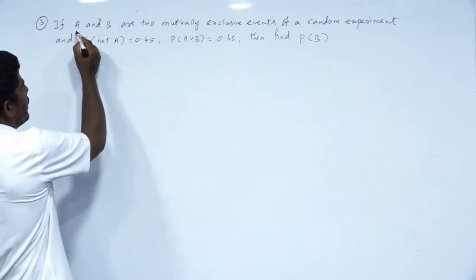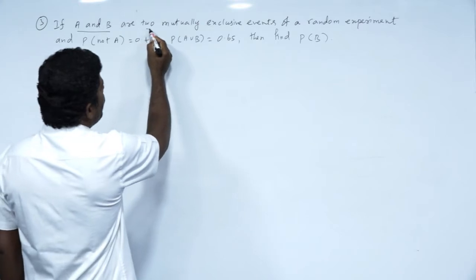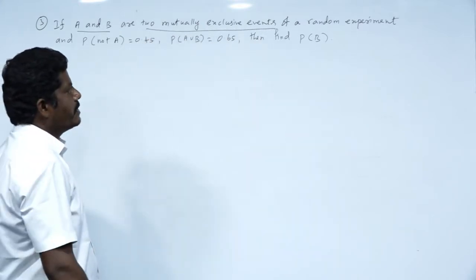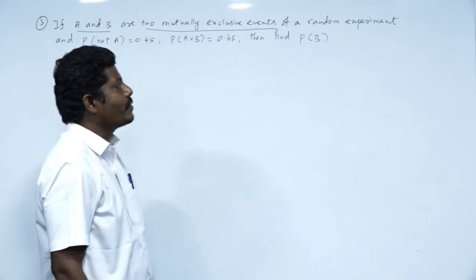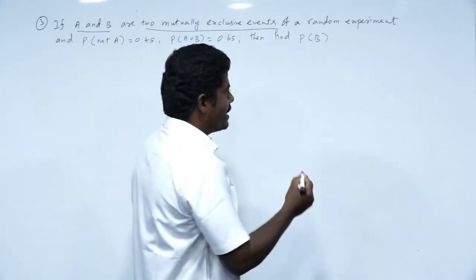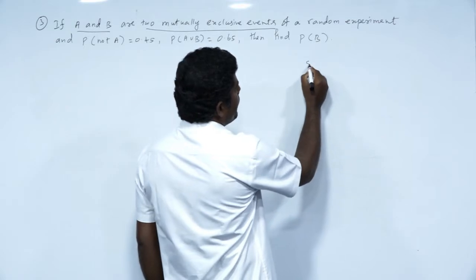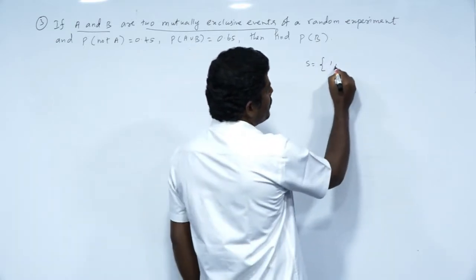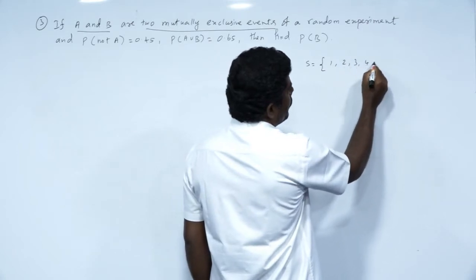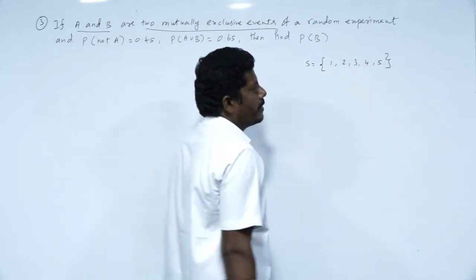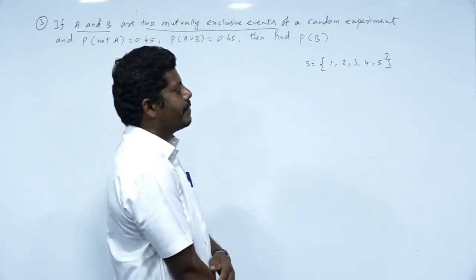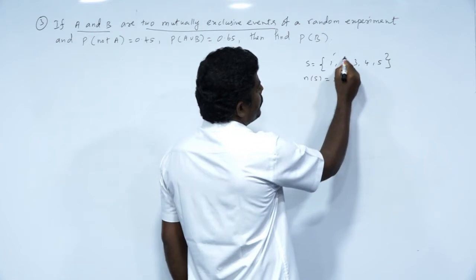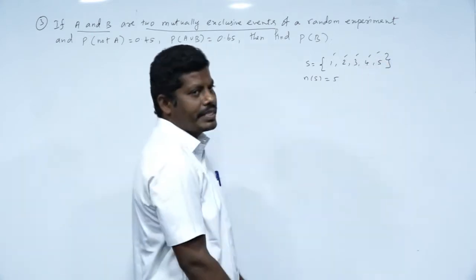If A and B are two mutually exclusive events. Listen, my dear students. Mutually exclusive event means, I am going to write one sample space here. I am taking the first 5 natural numbers: 1, 2, 3, 4, 5. This is the sample space, so n of S is equal to 5.